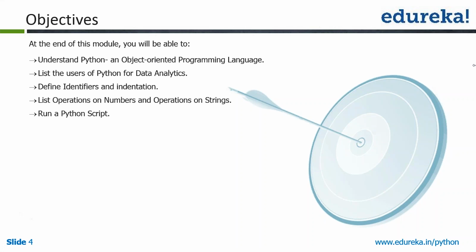Then you learn how to define identifiers, and what is the significance of indentation in Python. Moving on, we learn what are the supported operations on numbers and operations on strings. And finally, we learn how to run a Python script. So we start gradually talking something on the theoretical lines, and then we move on to cover some syntactical sugar in Python.